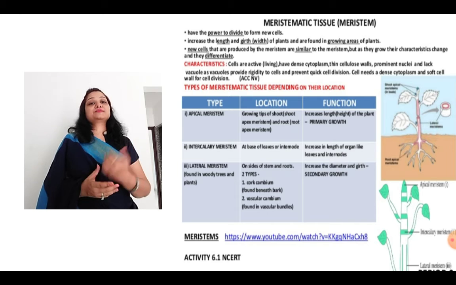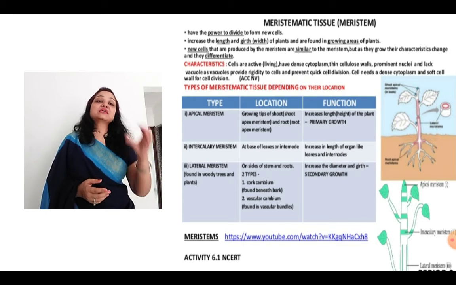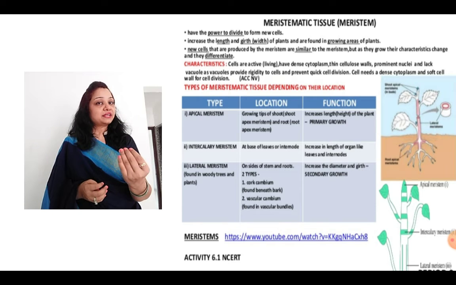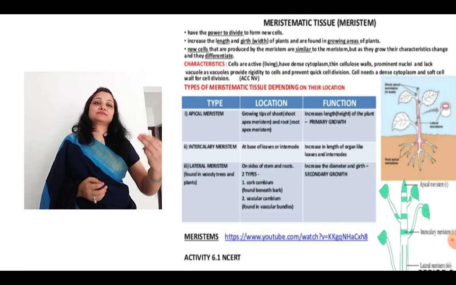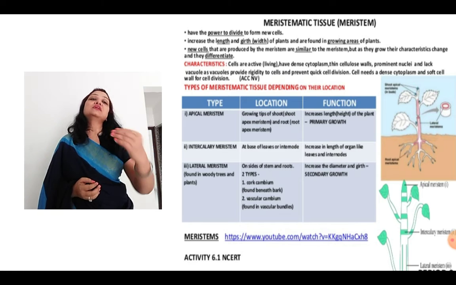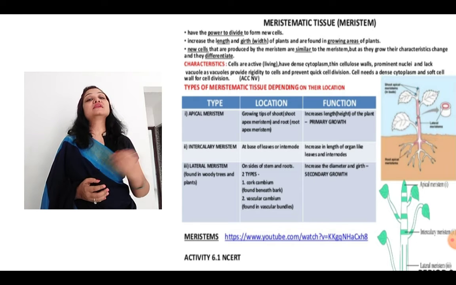Now there are three types of meristematic tissue depending on their location. See the picture, students. There are three types: apical meristem, intercalary meristem and lateral meristem. So now these three depend on the location and function. The first one is the apical meristem.